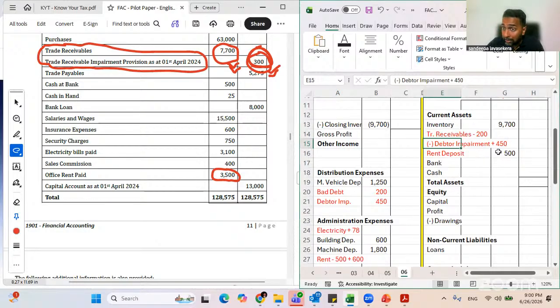This is not the closing balance. I'll take the 300 also here and I'll deduct. For the time being, I'll keep it like this. Debited to expense, credited to provision.